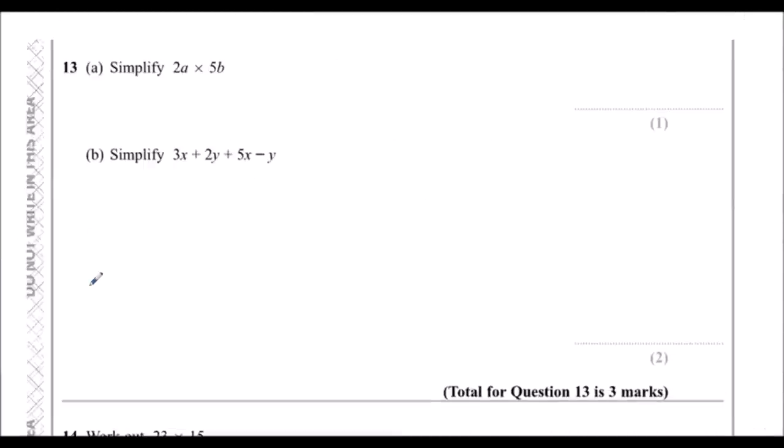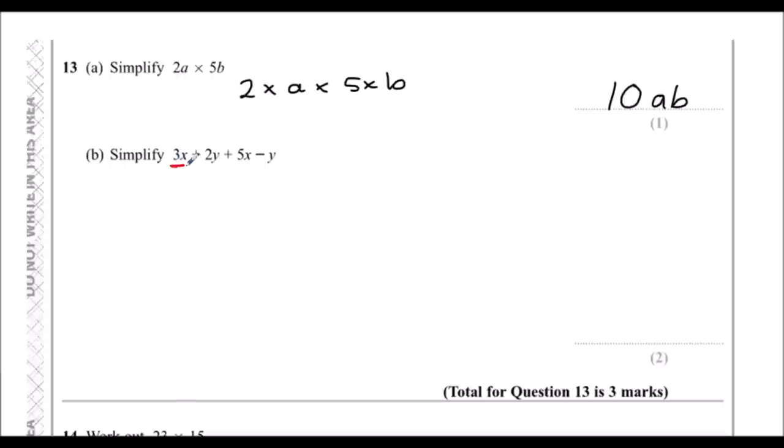Question 13a, simplify 2a times 5b. So 2a means 2 times a. 5b means 5 times b. So we've got 2 times a times 5 times b. And all we can really do to simplify this is 2 times 5 is 10, and then it's times a times b. We just write those down in alphabetical order: 10ab.